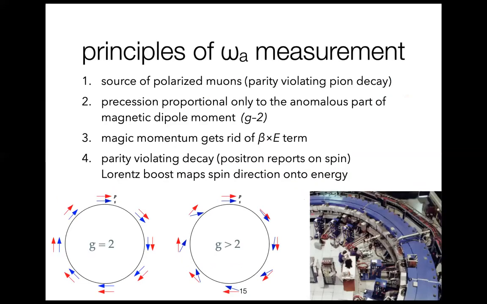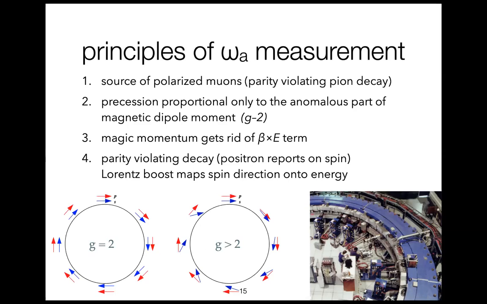The design is straightforward. There are only 4 ingredients in the mix. The details are hard. So we need a source of polarized muons, and it's parity violation in pion decay where the polarized muons are born. We need precession proportional only to the anomalous part of the magnetic moment, and a ring is a natural solution to that question because it measures directly the difference between momentum and spin. The problem with the ring is that the muons are constrained in the radial direction by betatron, but are free to move in the vertical direction.